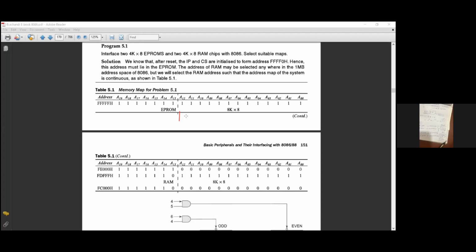That's why you can see FDFFFH, which is FE000 minus 1. So FE000 minus 1 will come to FDFFFH. Okay. Yes, sir. You can start from 00000H, no issues for that. Again, all up to A12 will be 0, and the value will be FC000H. Okay. Next, coming down.